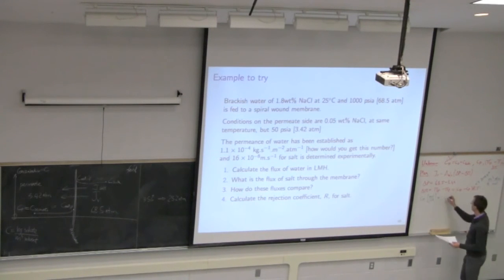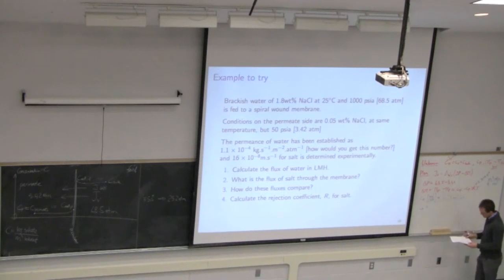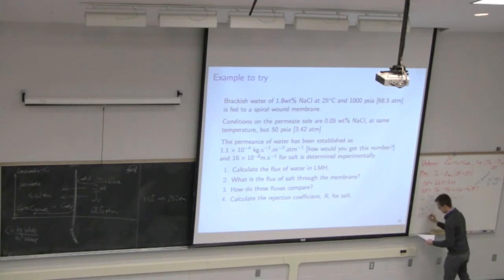Okay, so I'll let you calculate that at home. 628 moles per meter cubed. And then Cp is equal to 17.1 moles per meter cubed. You can sub in over there and calculate delta pi.